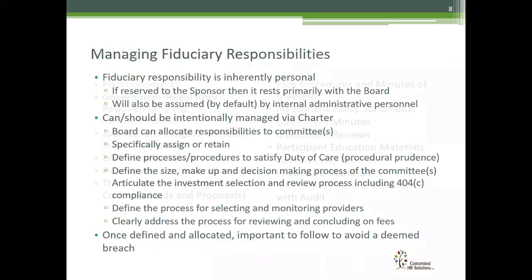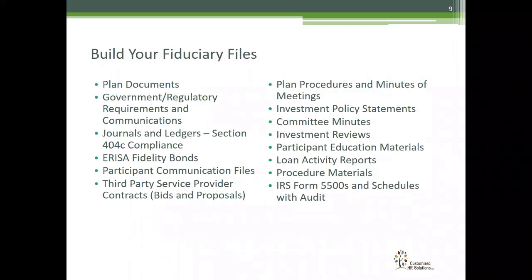Coming back to documentation a little bit, on an ongoing basis, I strongly encourage the building of fiduciary files, and really the reason is that if you can't demonstrate that it's been satisfied, then the DOL and the courts have actually said that you didn't. So documentation is really, really important.